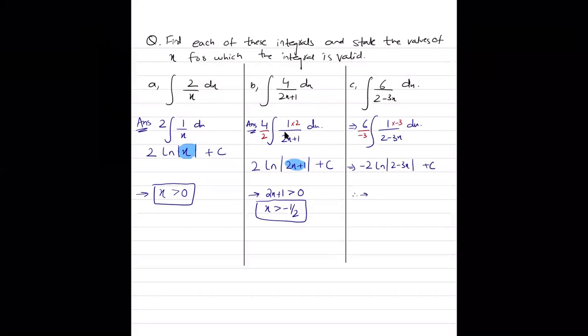And it's going to be valid for when 2 minus 3x is greater than 0, 3x is less than 2, x is less than 2 upon 3. Are you getting the same answer? Yes, sir. All right. Shall we move on? Okay.